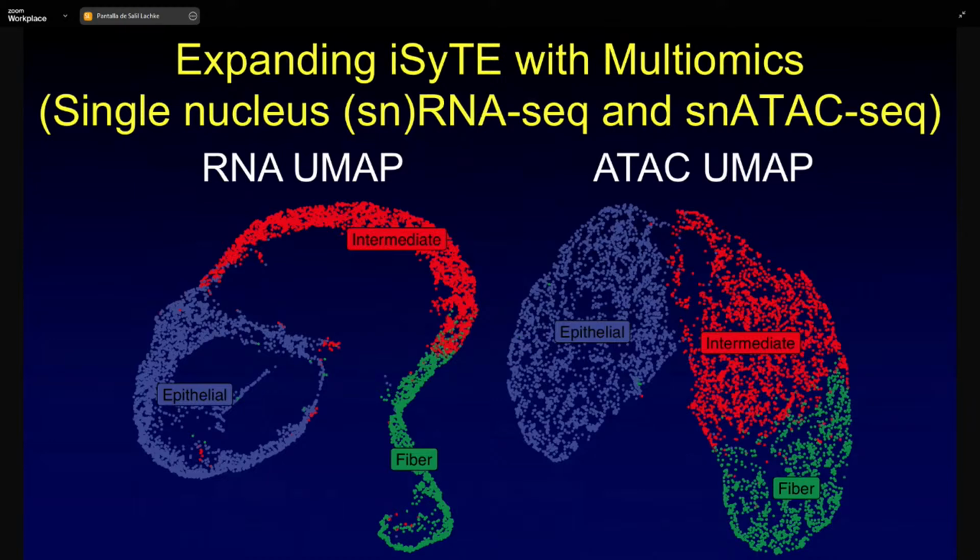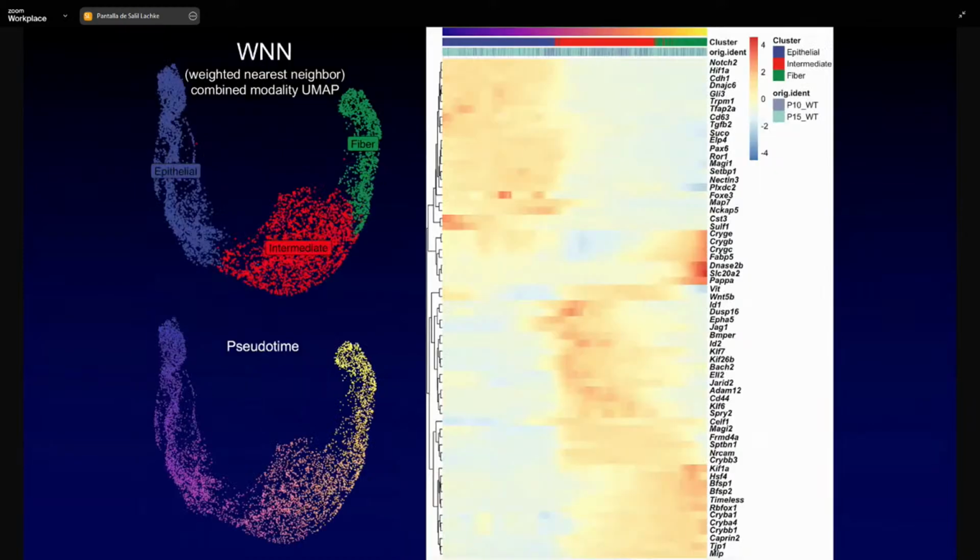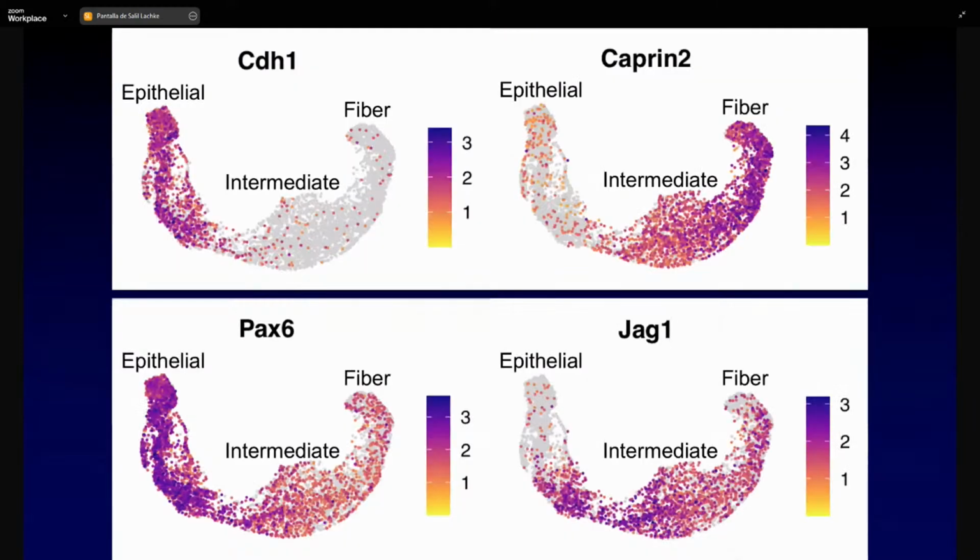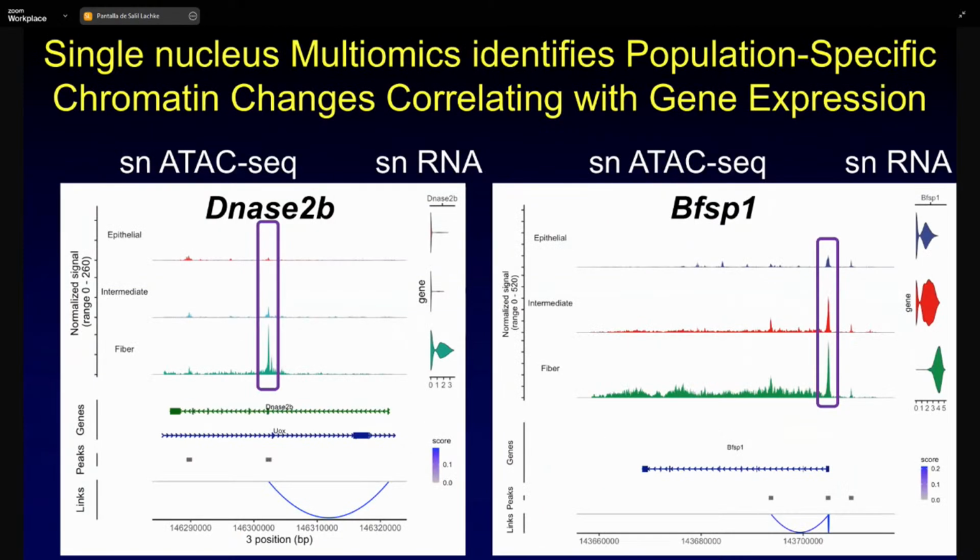Here, again, I'm showing you 3 different populations in the lens. They completely make sense with the genes that are expressed here. For example, you can see CDH1, which is ECAD, is expressed in the epithelium more than in the fibers. Caprin 2 is more in the fibers than in the epithelium, and so forth. Because it's ATAC-seq, you can also see, for example, in Dnase2b, peaks which are potentially controlling the expression of this gene, getting highly enriched as you go from the epithelial fate to the fiber fate.